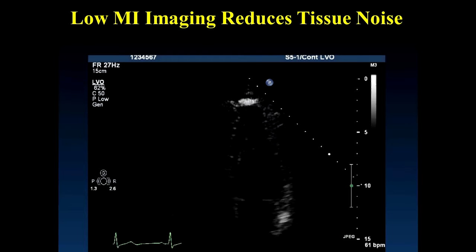The other advantage of using low mechanical index ultrasound is that there is much less tissue harmonics. So microbubble signals are much greater than the tissue noise. That is, the microbubble signal to tissue noise ratio is enhanced.